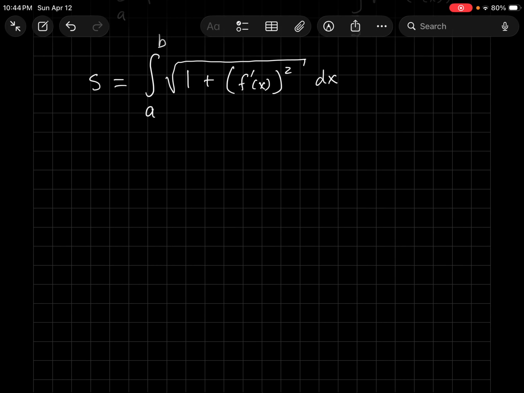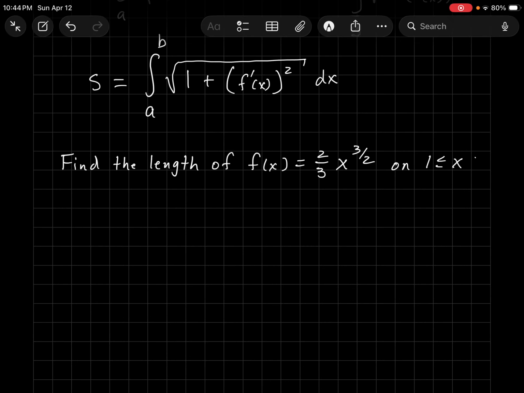And let's use this to do an example. We're just going to do one simple example. It's very hard to find examples you can do by hand, just because of the complicated nature of this integrand. So we're going to find the length of f of x equals 2/3 x to the 3/2 on the interval x equals 1 to 4.